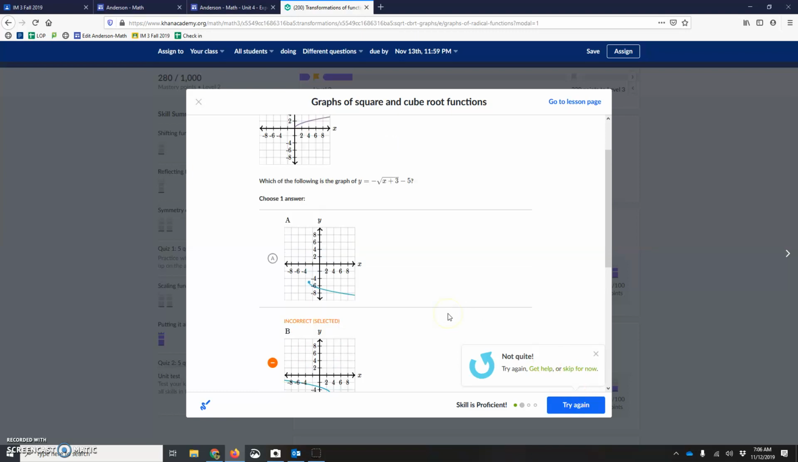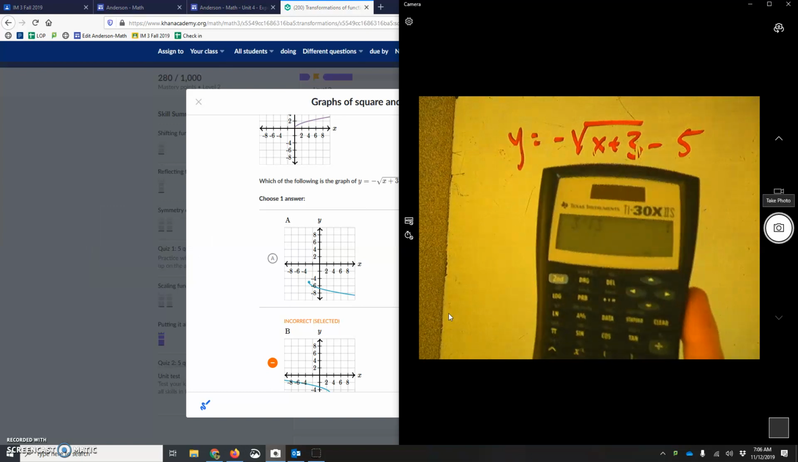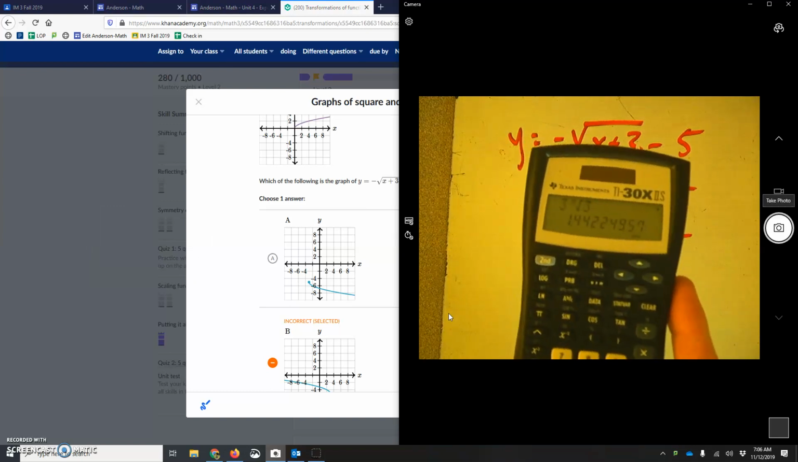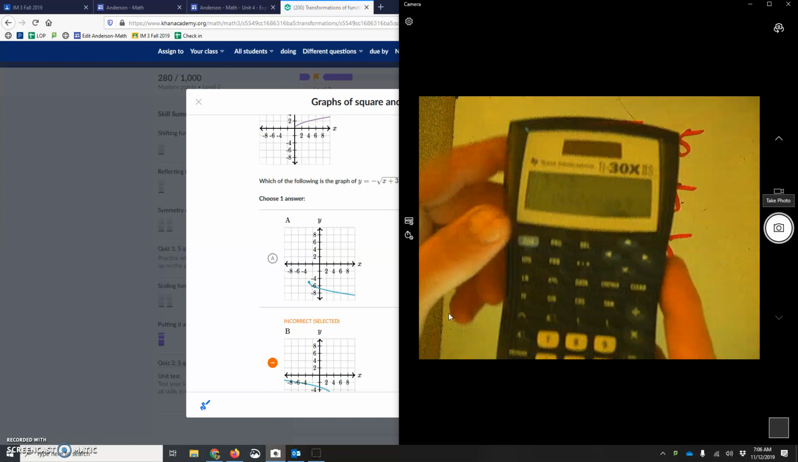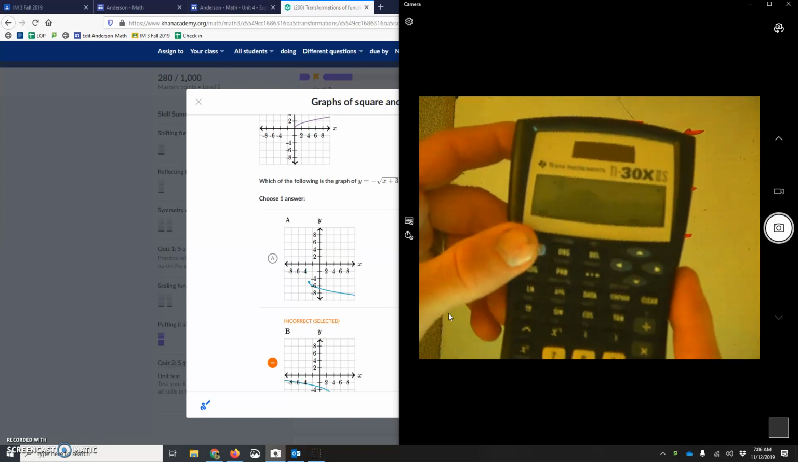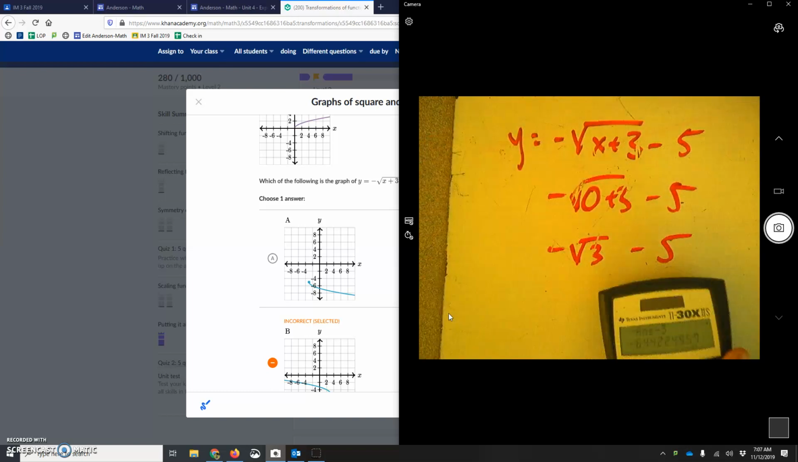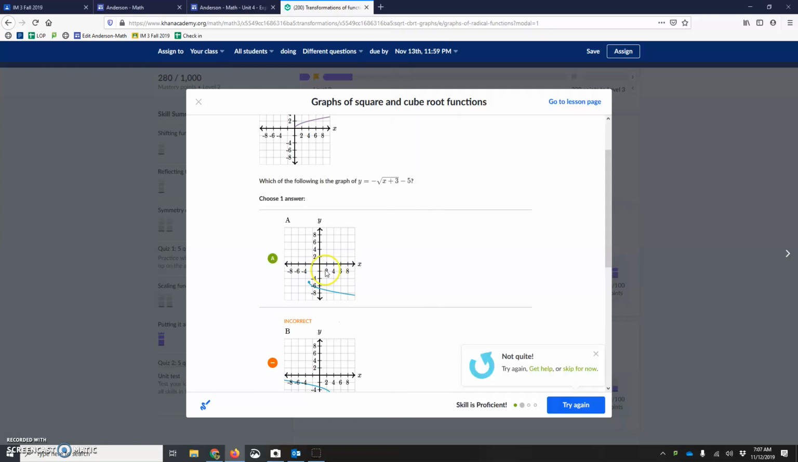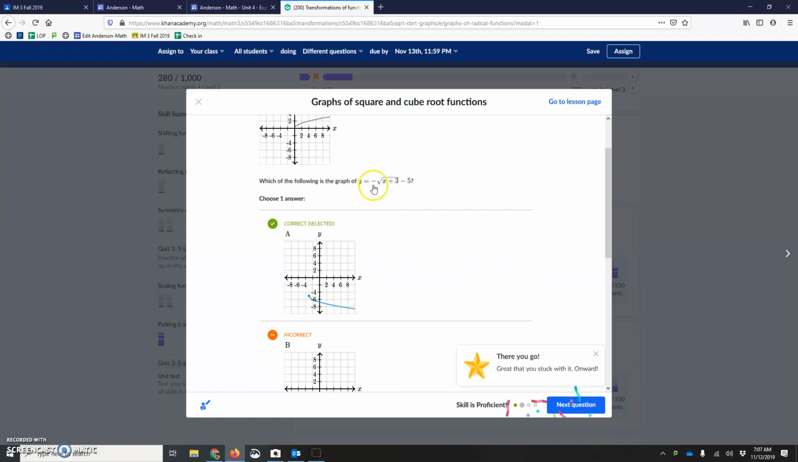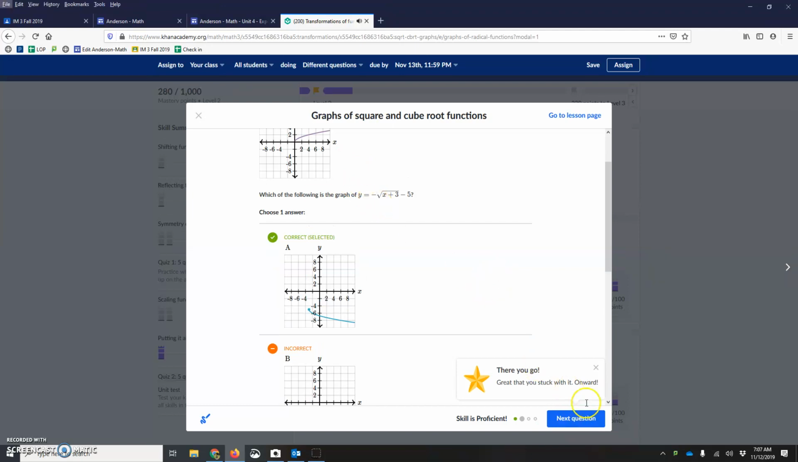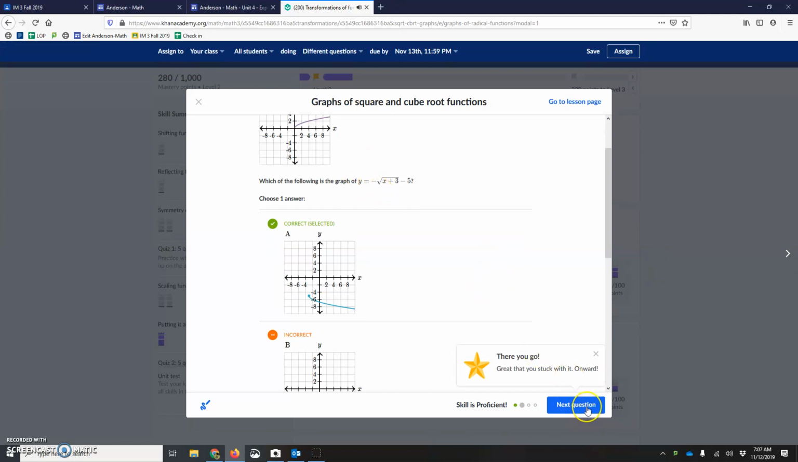And somehow I did it wrong. Oh. So I did this cube root here. I forgot the negative sign out front. So it's 1.44, but it's really a negative 1.44. So there's my negative sign. Now my answer, negative 1.44 minus 5, is negative 6.4, which means that my answer is actually A, not B. So there's this original negative sign out front I forgot to add to my equation. Okay, next question.